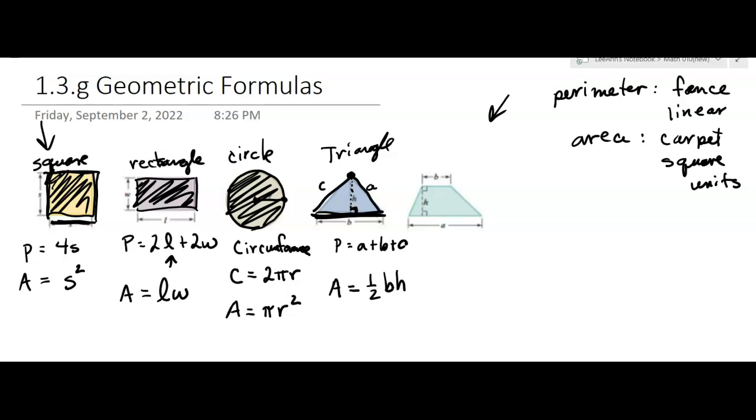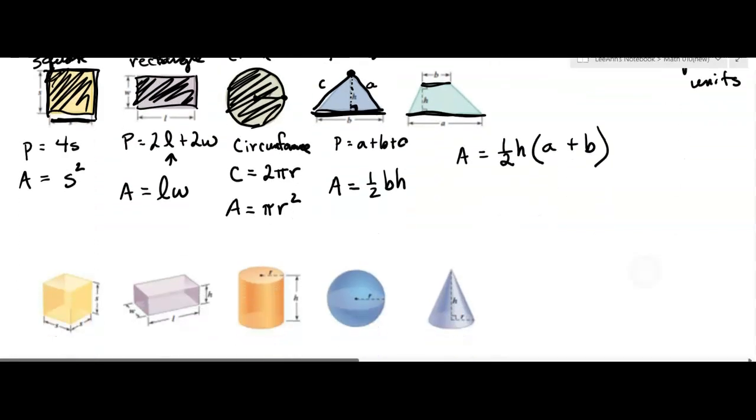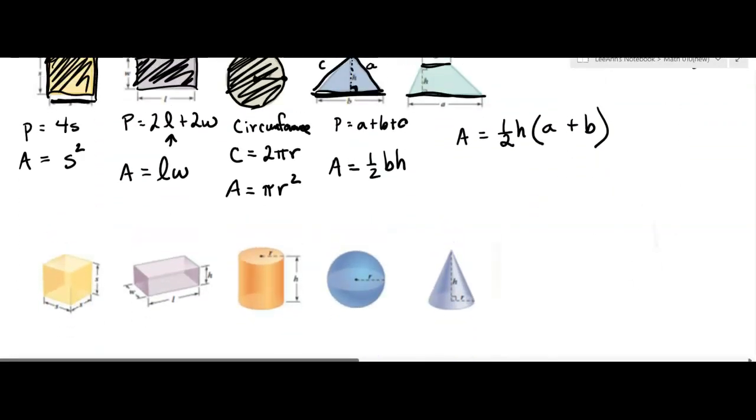And then on a trapezoid, they don't ask for the perimeter, they just want the area. So to find the area, it's 1/2 the height. And then what you have to do is add the long base and the short base. So A plus B. Okay? So those are formulas that are in your textbook. You could get a copy of those formulas if you want. You could just find them online, but they're in your textbook as well. Okay, so those are flat geometric figures.